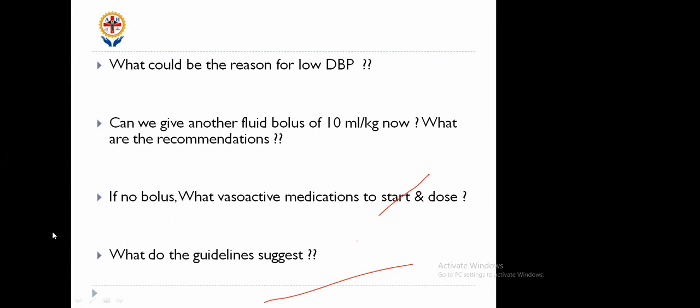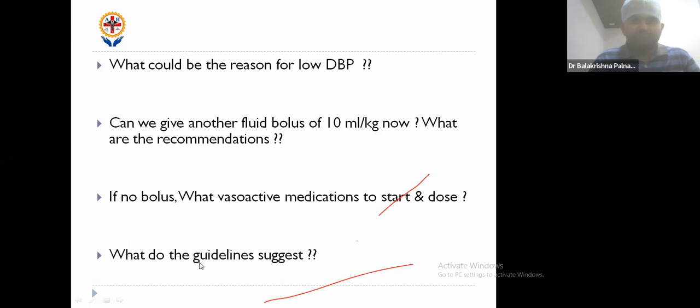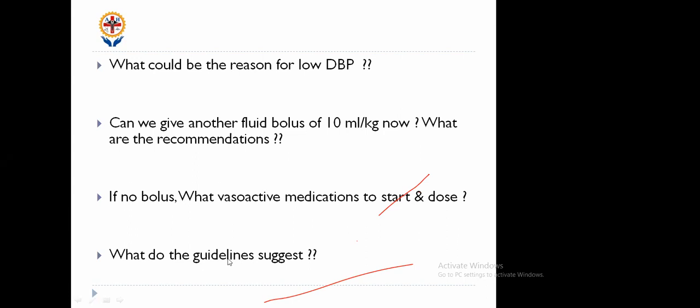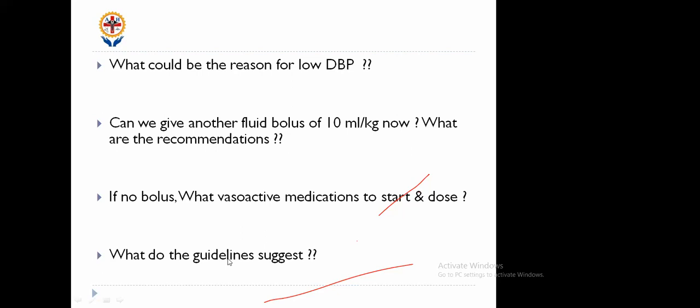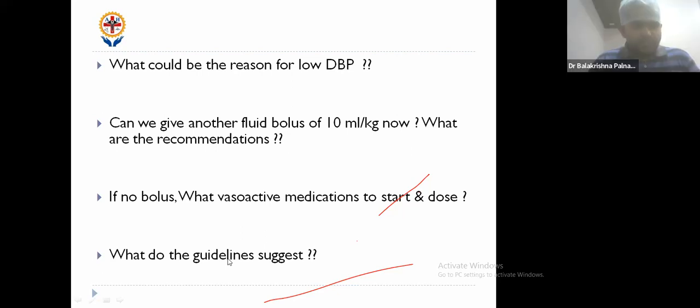Noradrenaline. Okay. So why do you think noradrenaline is the best choice? Low blood pressure, for vasoconstriction, main activity. Okay, good. So why not dopamine? Increases heart rate.